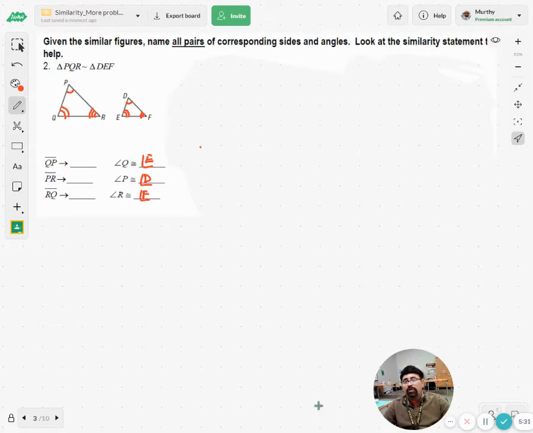Now QP. If you take QP, let me mark it with a single line here. QP and DE, these two are corresponding sides. Then PR and DF, these two are corresponding sides. My apologies, it is PR and DF. Then the last one, that is the third side, QR and EF. These are the corresponding sides.